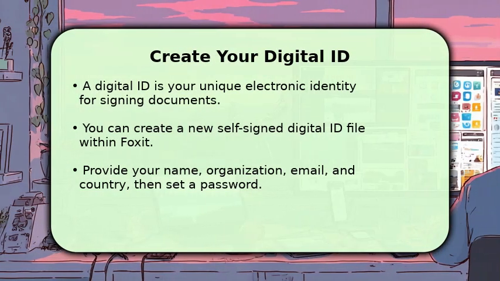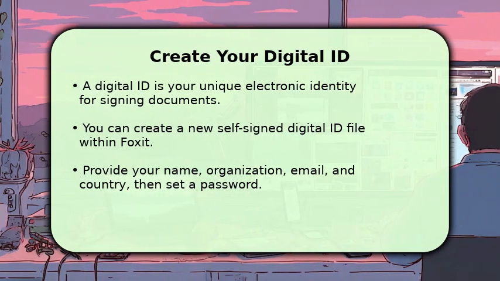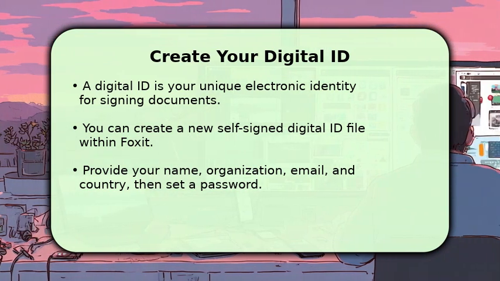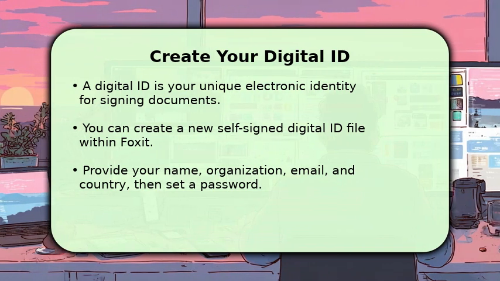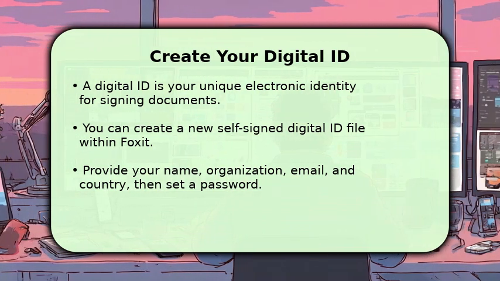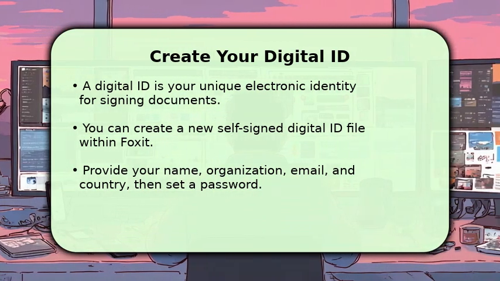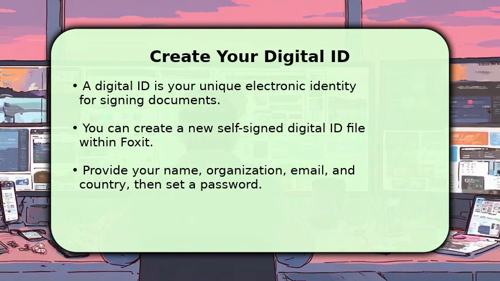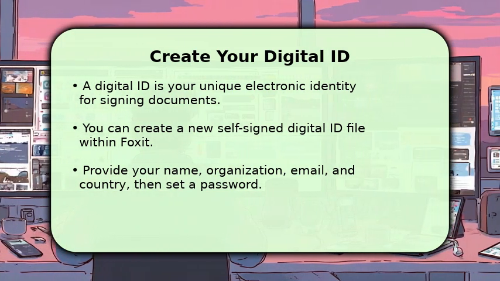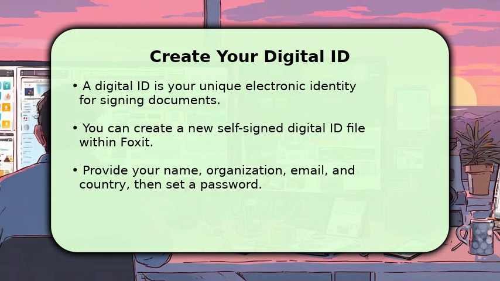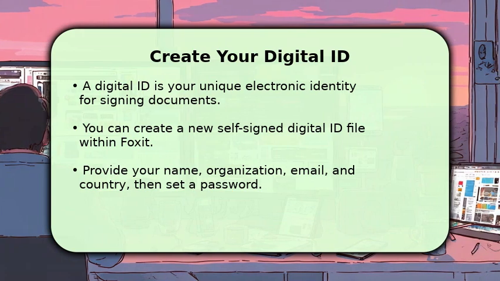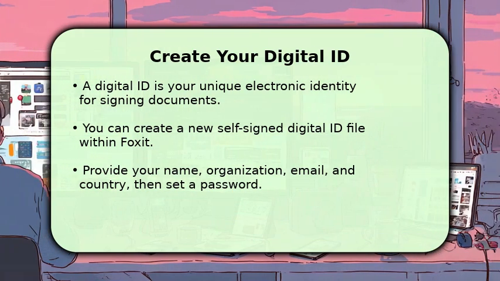Next, you'll need a digital ID. If you don't have one, Foxit allows you to create a new self-signed digital ID file. Choose New Digital ID File and follow the prompts to enter your name, organizational unit, organization name, email address, and country. You'll also set a password and choose a file location. Alternatively, you can select an existing ID from the Windows Certificate Store. This ID acts as your unique digital fingerprint.